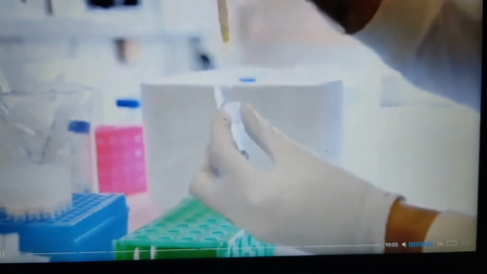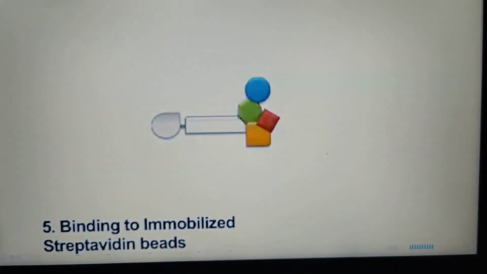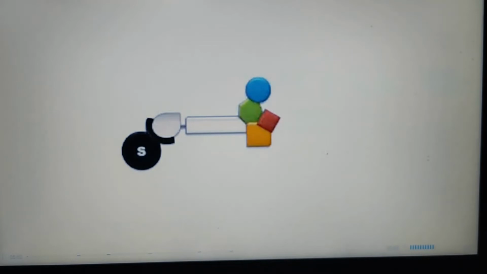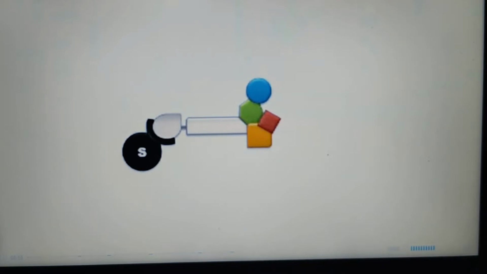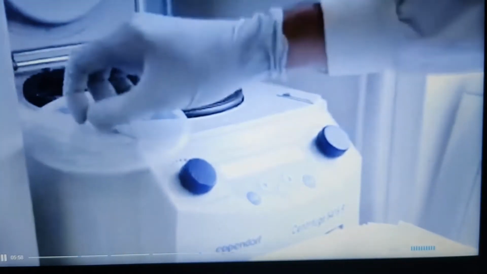Prior to overnight incubation at 4 degrees C, remove an aliquot of this TEV cleavage reaction for analysis. This is sample 3. Overnight incubation on the rotating mixer should allow the TEV reaction to progress to near completion. Step 5. Binding to immobilized streptavidin beads. In this step, the cleaved bait and any potential binding partners are affinity purified from solution.